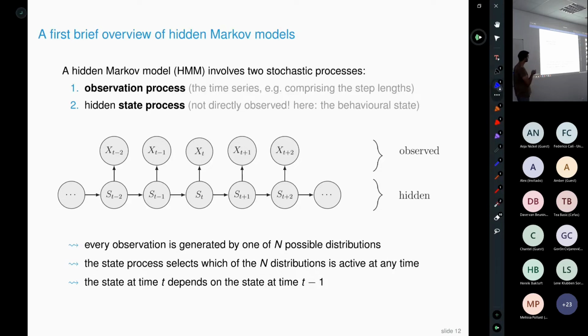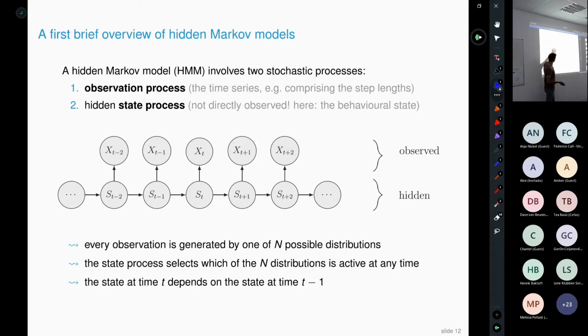We have an observation process. This is the time series that we observe, so this is what we have here at the top. This is the observed time series. Here's the step length, the next step length, the next step length, and so on. So 2 kilometers, 2 kilometers, 2 kilometers, 100 meters, 5 meters, and so on. That's what we observe. And then we assume that there's some mathematical model, a data-generating process behind this, and that works as follows. Every one of these observations, every step length, is basically generated by the underlying behavioral mode. So this is the behavioral mode underlying that step length, this is the behavioral mode underlying that step length, and so on.